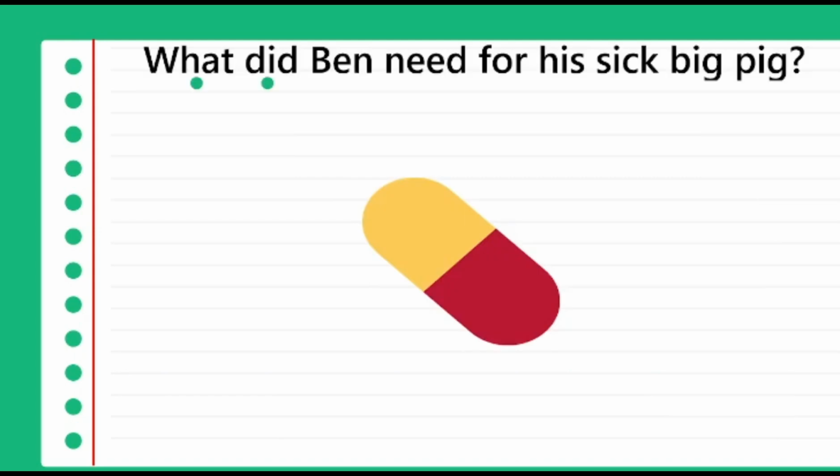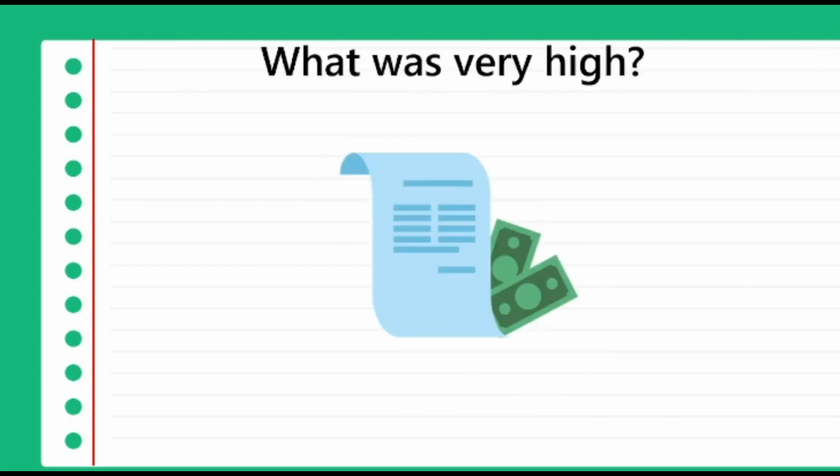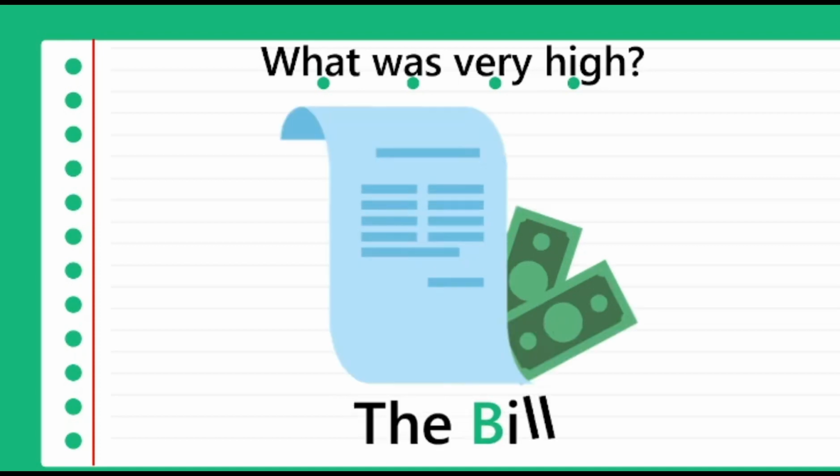Good. And for question time, what did Ben need for his sick big pig? A pill. Ben needed a pill. What was very high? The bill. The bill was very high. Good.